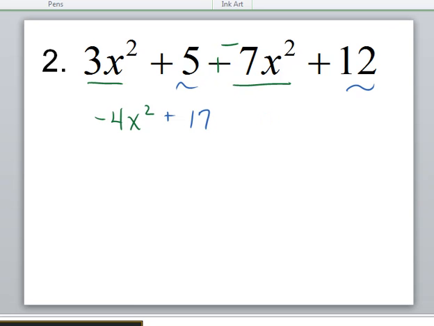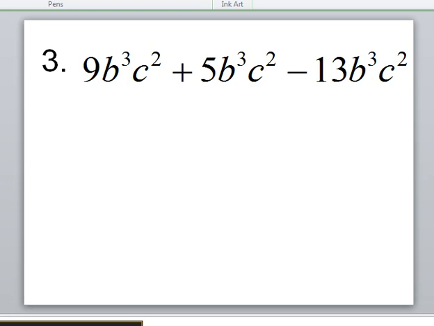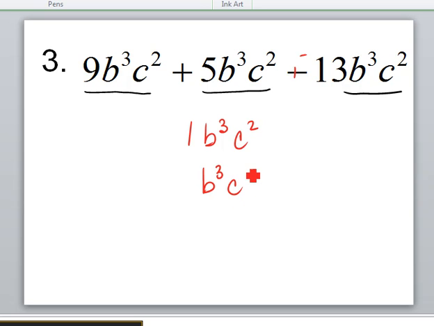And this next one, I've got to look for things that have the same variable with the same exponent. So if you will look here, this has a b cubed c squared. This also has a b cubed c squared, and this has a b cubed c squared. So these actually can all be added together. And what that will do is create what we would call a monomial, a single term. So 9 plus 5 is 14 plus negative 13 is just a 1. 1 b cubed c squared. Now the 1 is unnecessary, so we really would just write b cubed c squared.